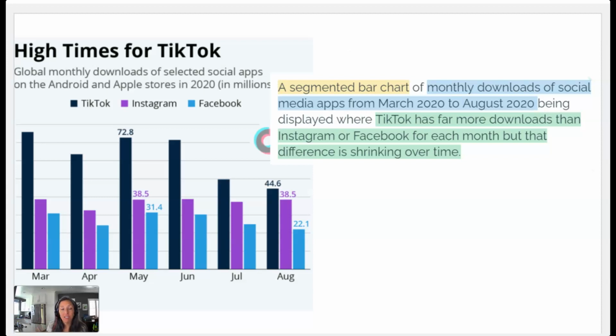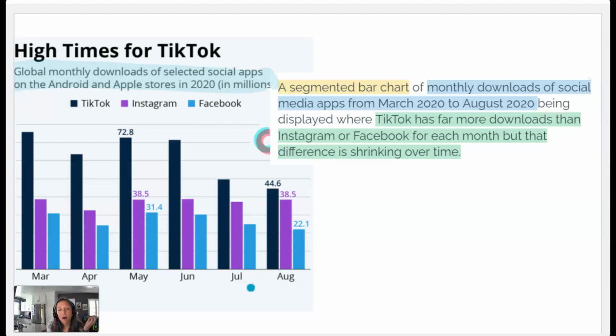We need to put down what data is being summarized here. So monthly downloads of social media apps from March 2020 to August 2020. Now, if you didn't put in those months, I'm not worried about it, but we definitely needed something about monthly downloads in social media apps. You could have given more information. You could have just copied this entire sentence here that was in that subtitle, and I think you would have been good for what was being displayed. It's a little wordy, but there's a lot being displayed here.